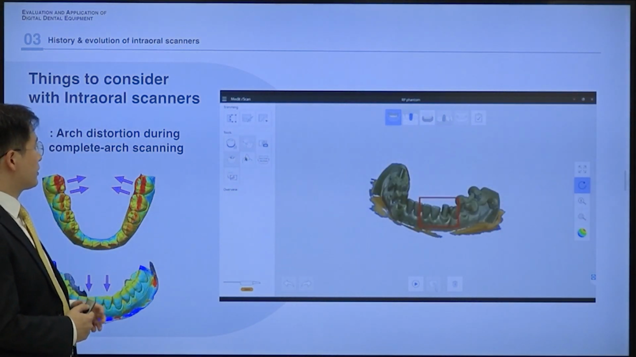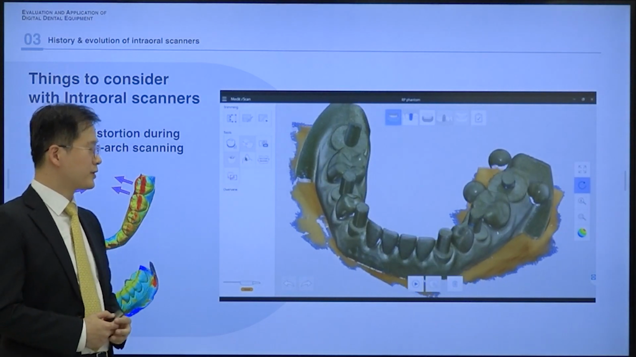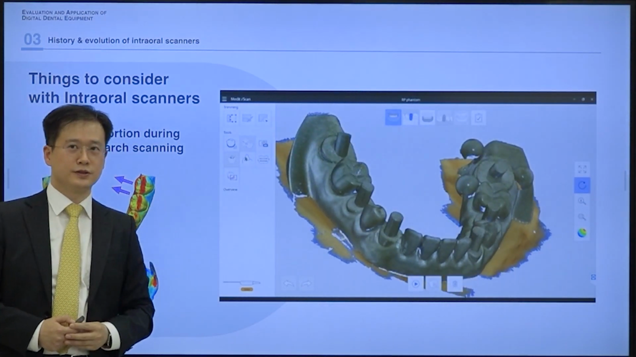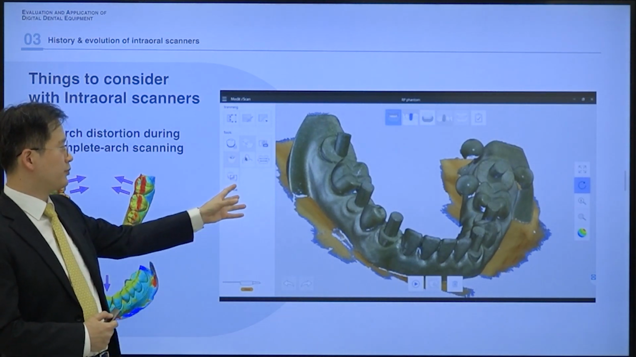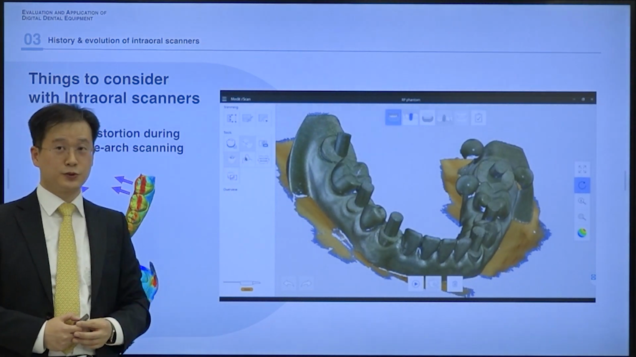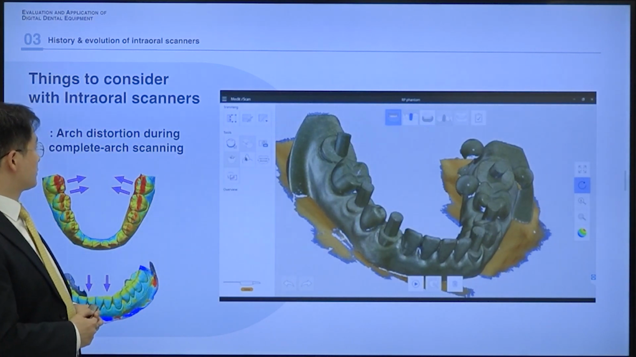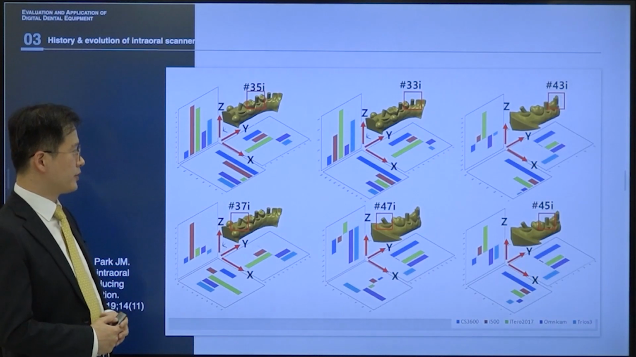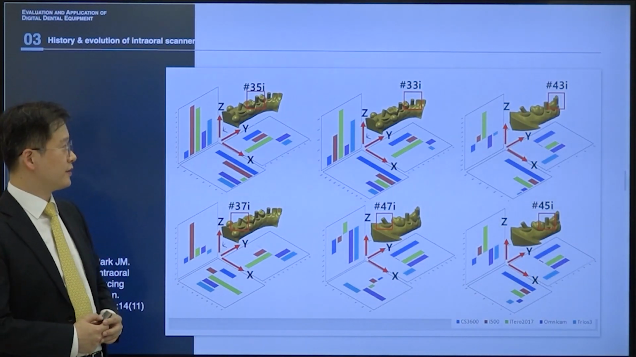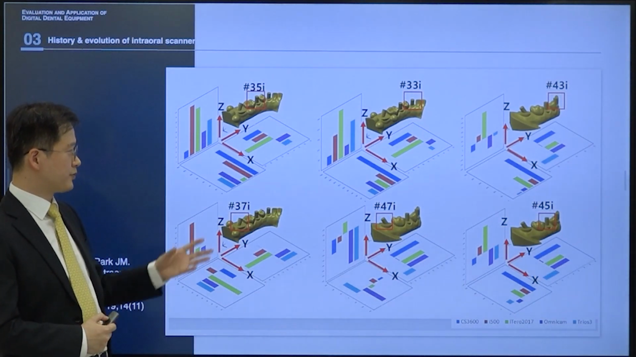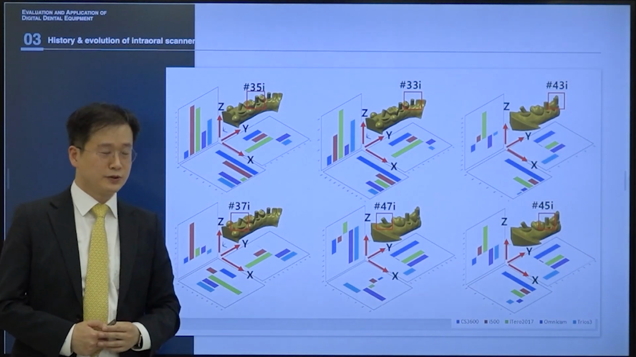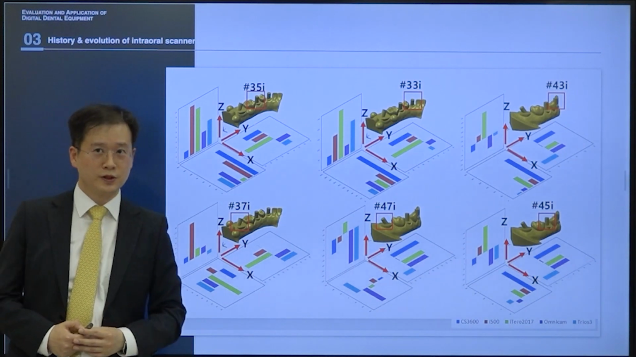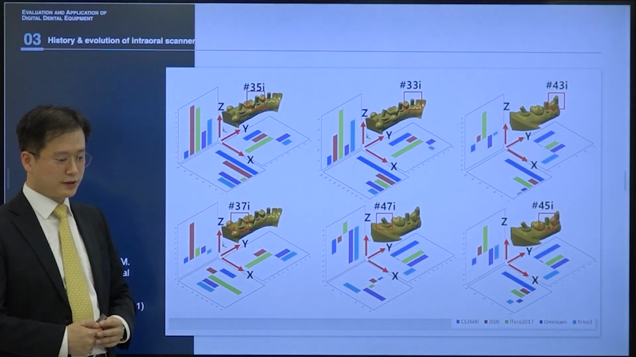Because the optical window of an intraoral scanner is tiny, the resultant complete arch data can distort. So I will show you how to evaluate the degree of distortion by explaining my research result on the complete arch distortion from intraoral scan data.